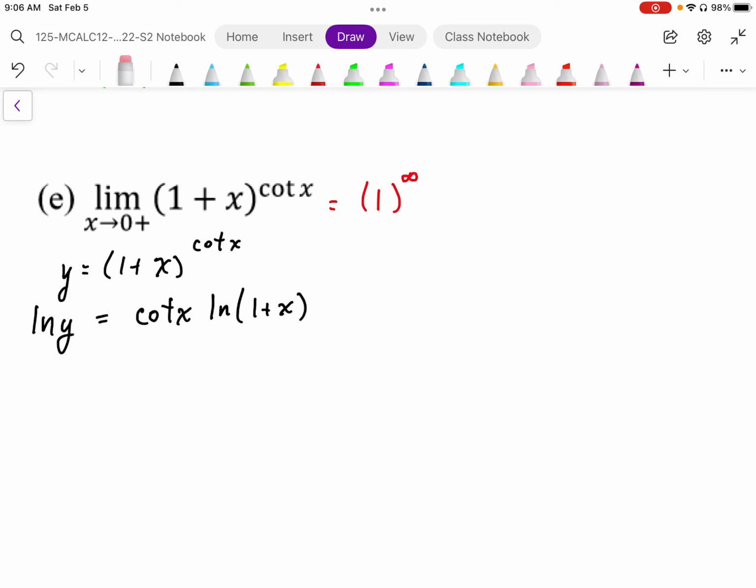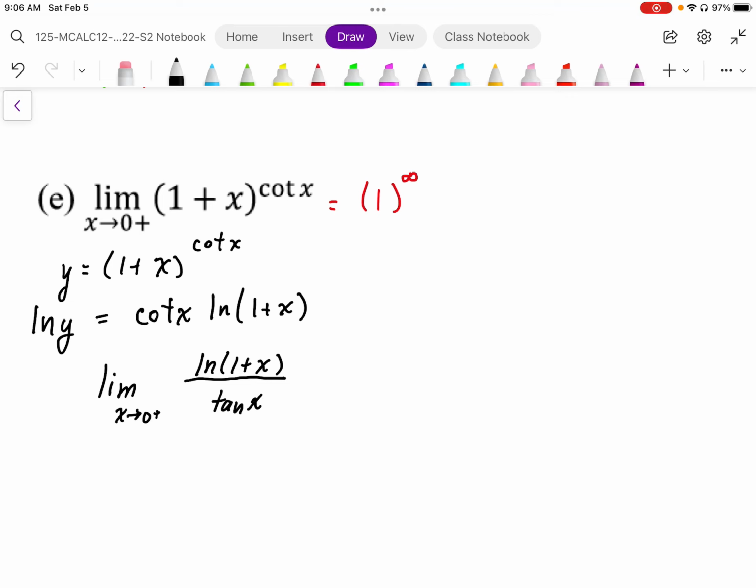Okay, so now once we've done that, we at least have times and multiplying here, and we could put this into a ratio form. So then we're going to take the limit of this expression, as x approaches 0 from the positive side, and we end up with log x. I want to put this into a ratio, so instead of using cotan, I'm going to use tan in the denominator.